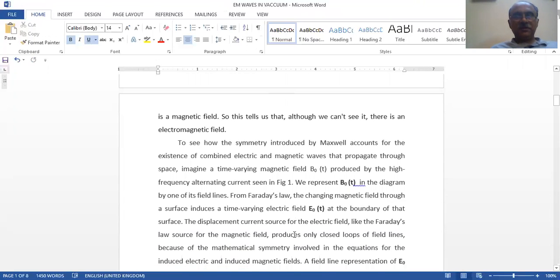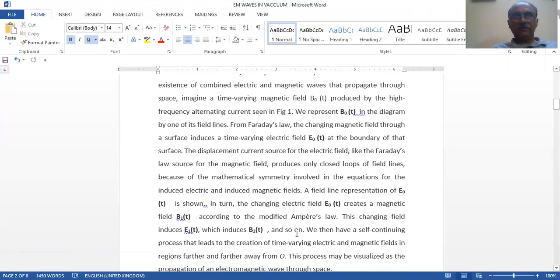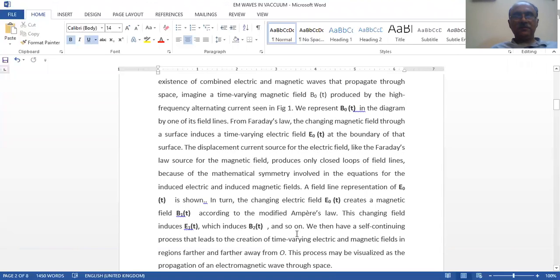The displacement current source for the electric field, like Faraday's law for the magnetic field, produces only closed loops of field lines because of the mathematical symmetry involved. A field line representation of E0 is shown.